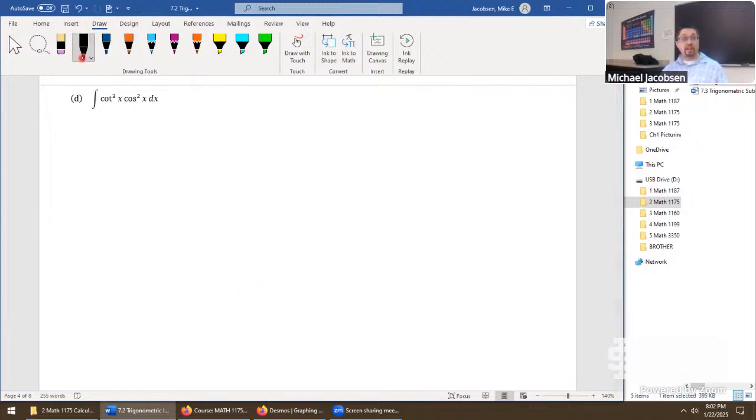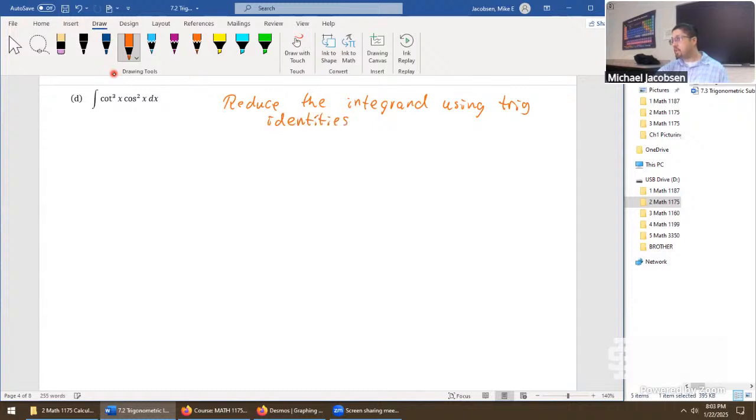But here's one great way to think about these. One strategy is just to reduce the integrand using trig identities. And sometimes the identities are not all that involved. We just have to do some algebra and start reducing. So I'm going to begin by just ignoring the whole problem, focus on the integrand, cotangent cubed x times cosine squared x.